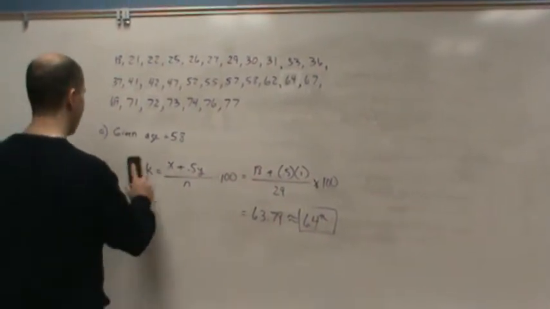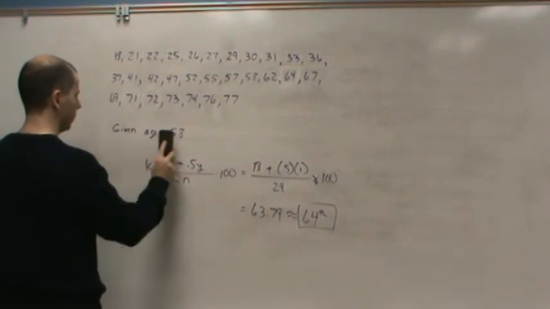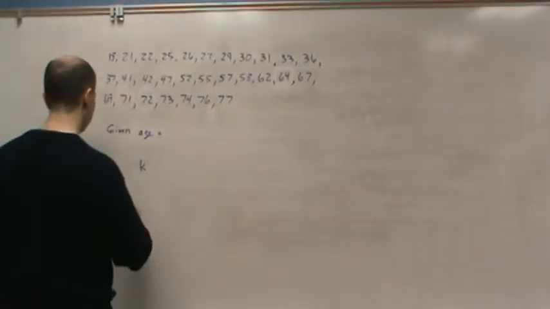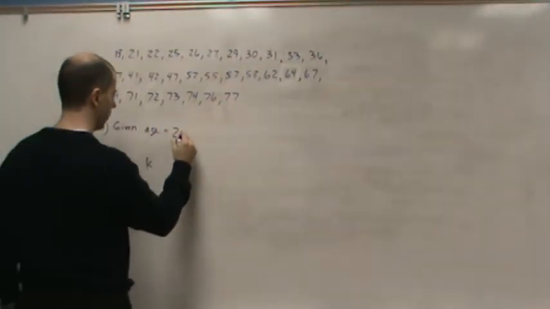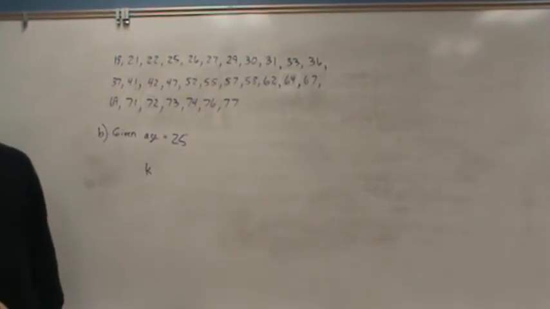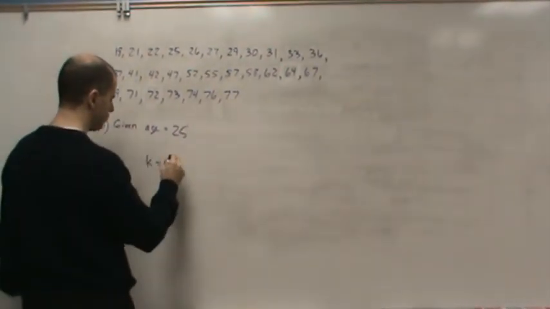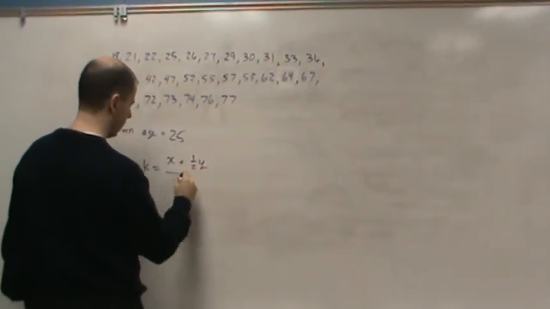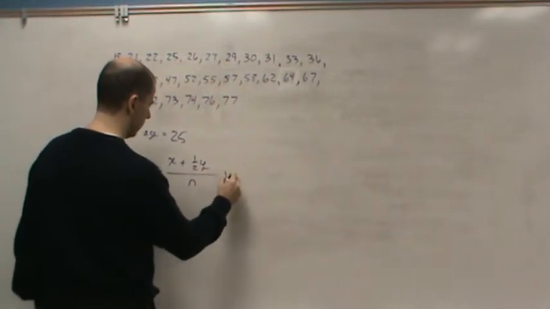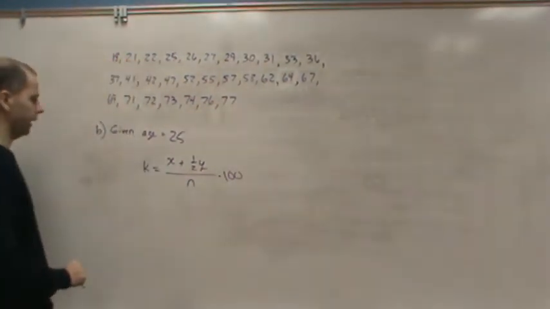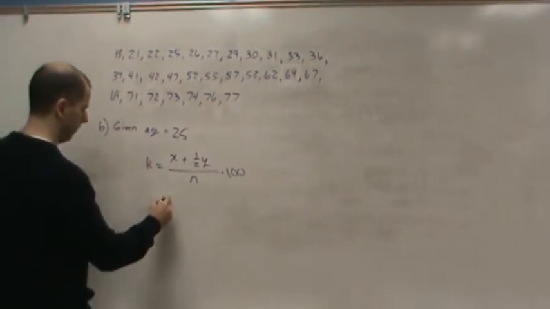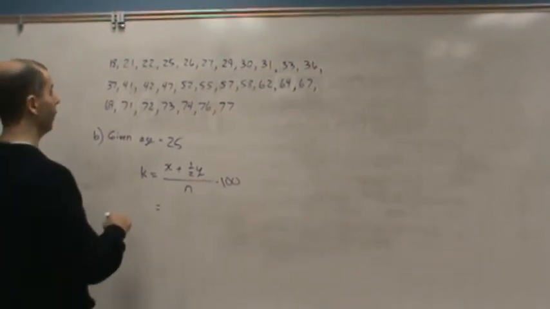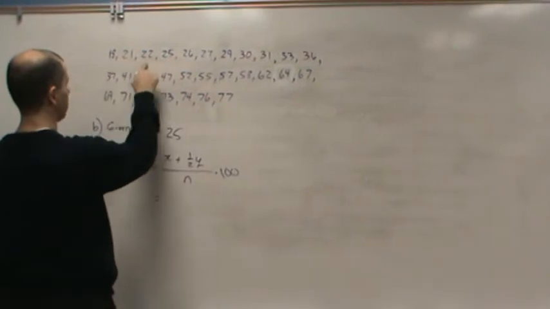Let's look at 25. Okay. So we're going to do the same thing. To find k, we're going to take x plus half of y, divided by n, times 100. Okay, so again, count how many values are less than 25. Well, where's 25? Right there. How many values are less than that? 3.